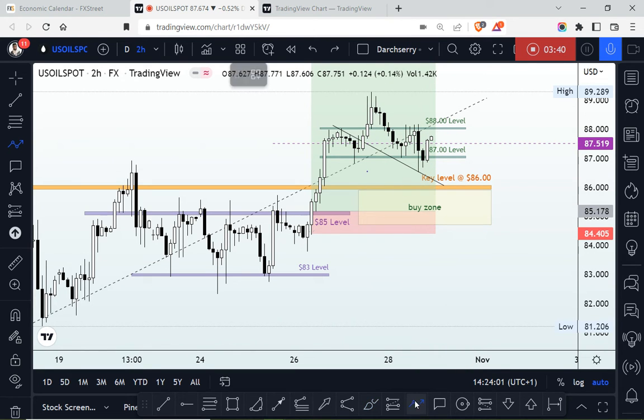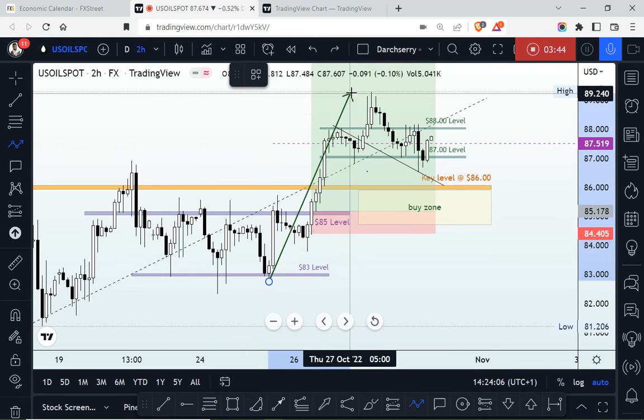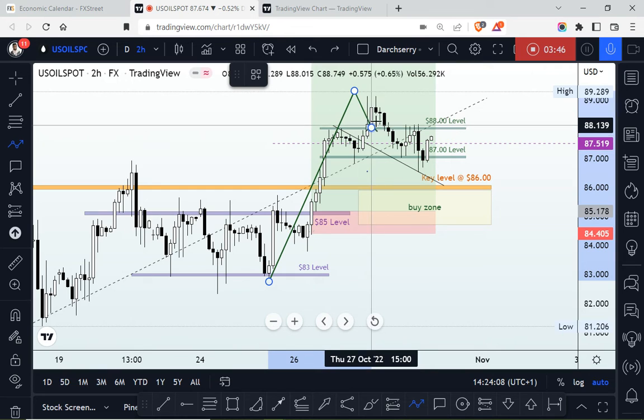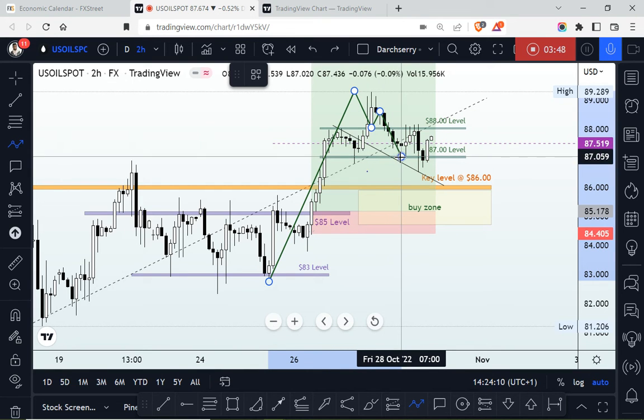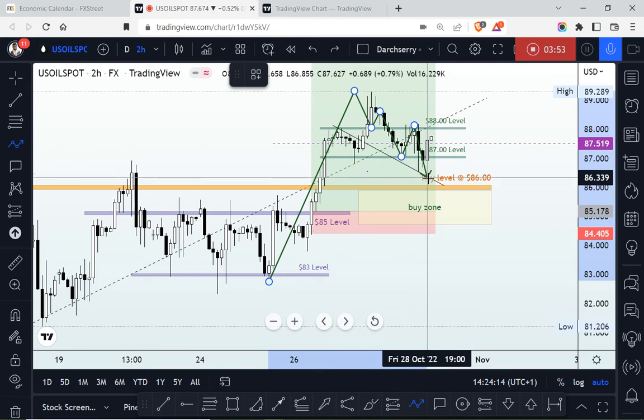So if we are going to be taking into consideration this impulsive move to the upside here, then we want to be seeing the selling pressure here as a possible retracement of that impulse leg, but we don't know how far this retracement phase is going to go.